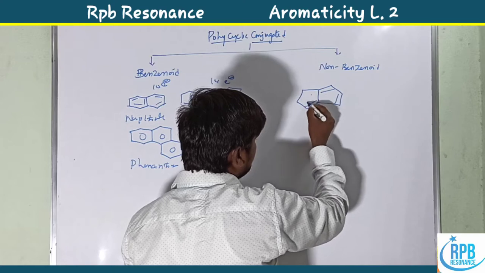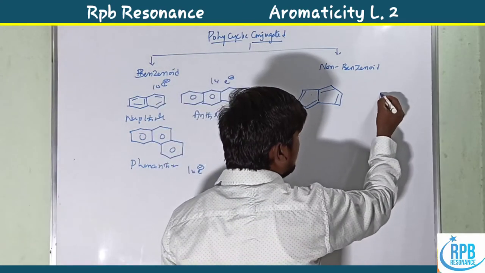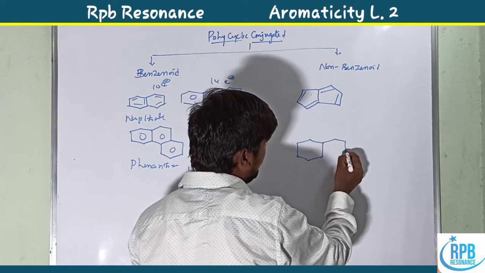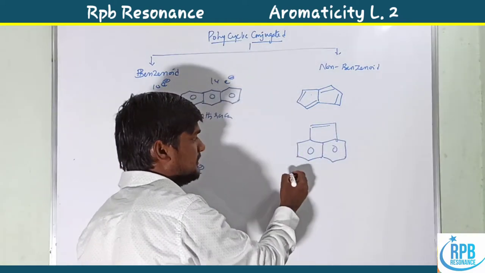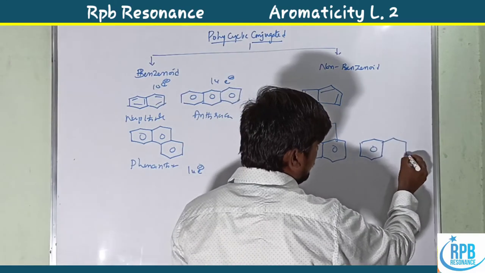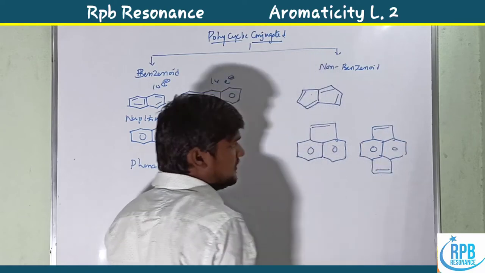So it may be possible for these types of compounds. This is pentalene. These types of molecules are heptalenes, with 7-membered rings, as well as this, which is a naphthalene derivative. Naphthalene with another double bond, this is simply called acenaphthylene. These types of compounds. So another derivative of naphthalene.